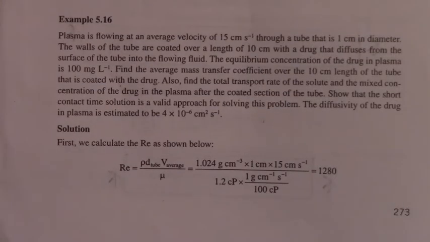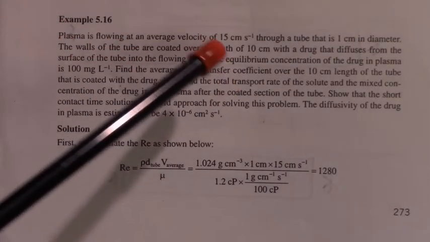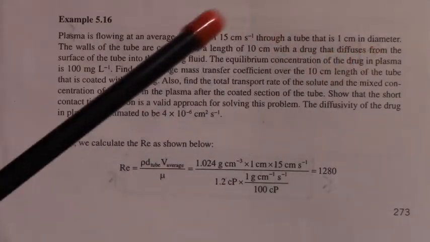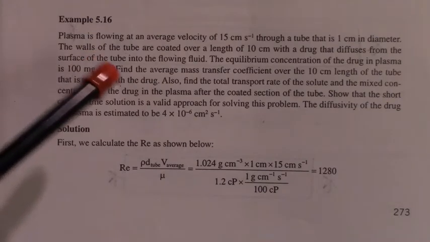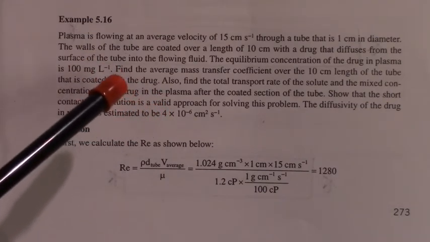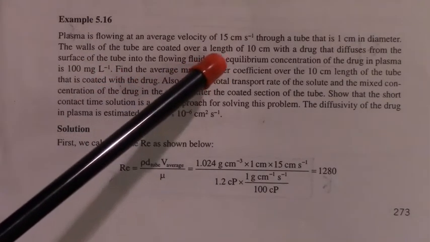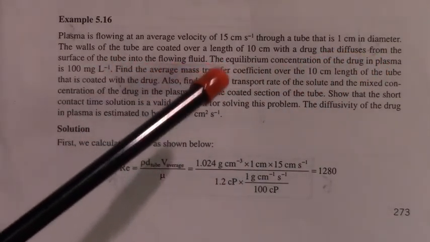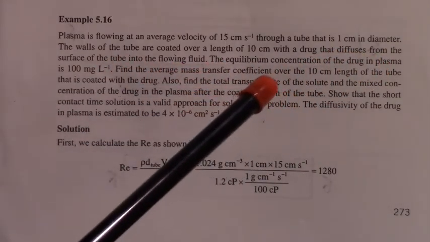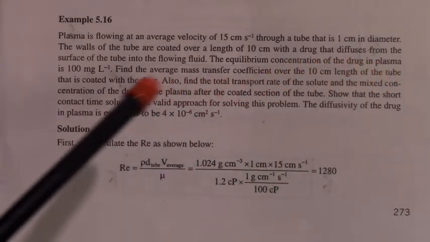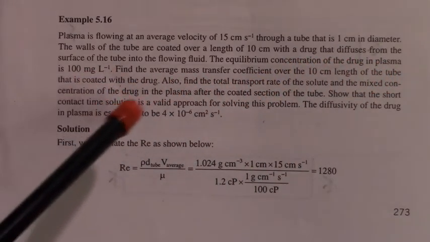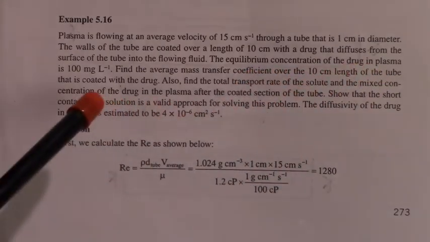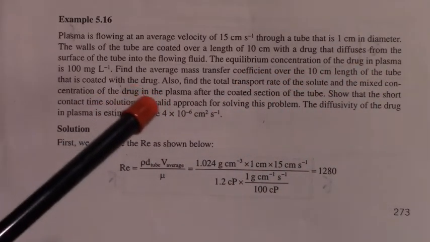Example 5.16 says plasma is flowing at an average velocity of 15 centimeters per second through a tube that is 1 centimeter in diameter. The walls of the tube are coated over a length of 10 centimeters with a drug that diffuses from the surface of the tube into the flowing fluid. The equilibrium concentration of the drug in the plasma is given as that. Find the average mass transfer coefficient over the 10 centimeter length that's coated with the drug.